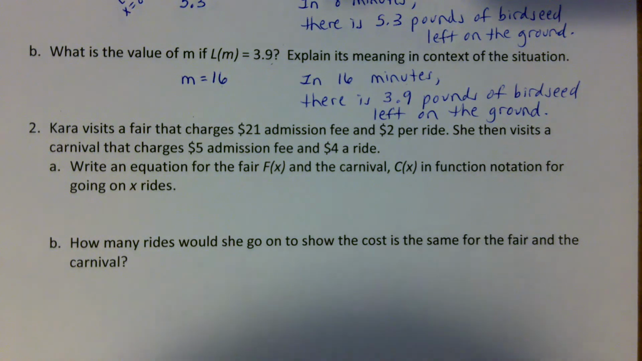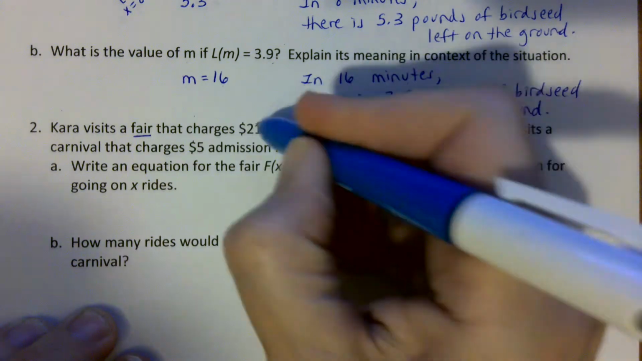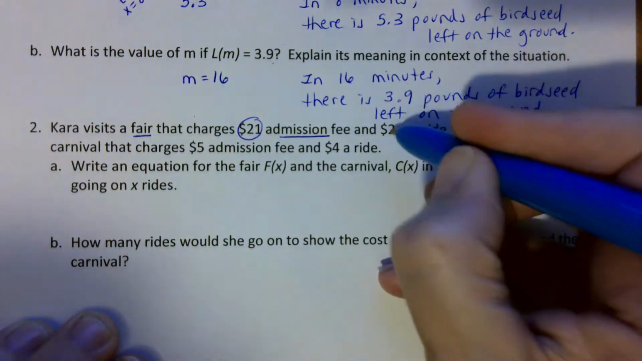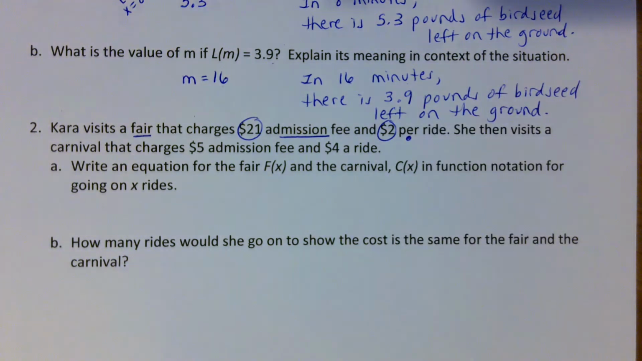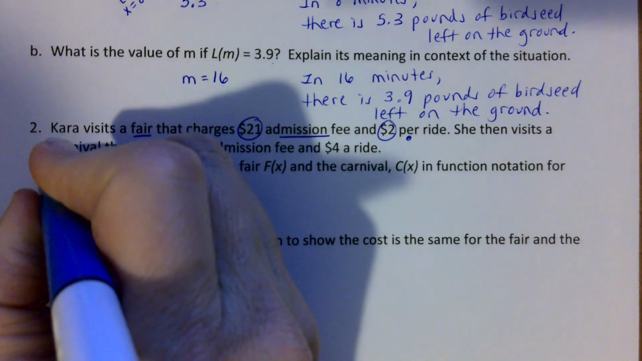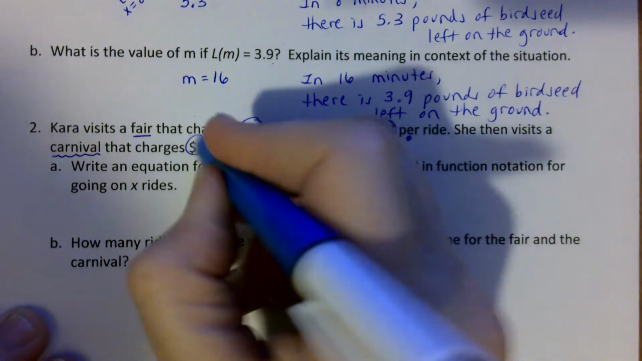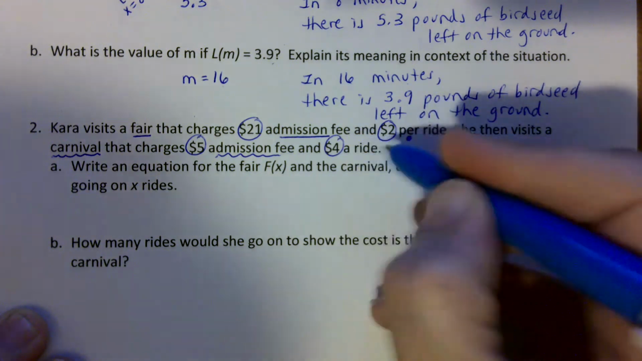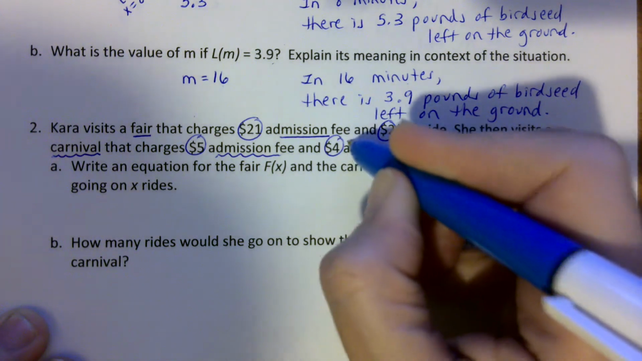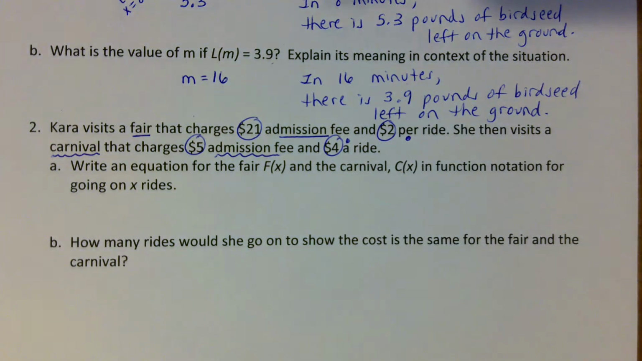Okay, let's look at our final problem. Kara visits a fair that charges $21 admission fee and $2 per ride. When I see per, you know eventually you're going to multiply the 2 by something. She then visits a carnival that charges $5 admission fee and $4 per ride. Per ride, each ride, you're also going to multiply eventually.